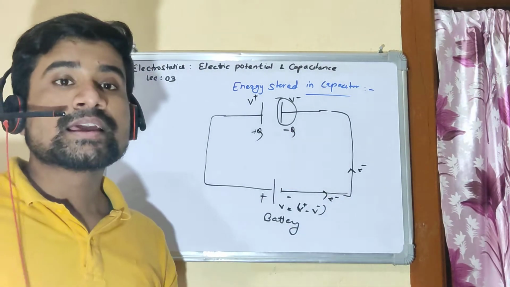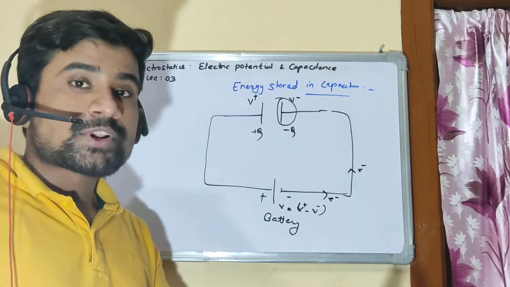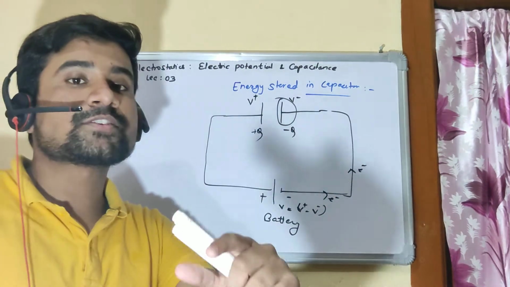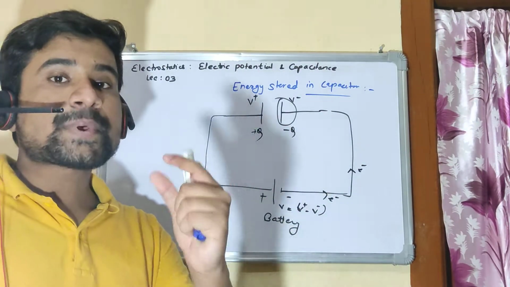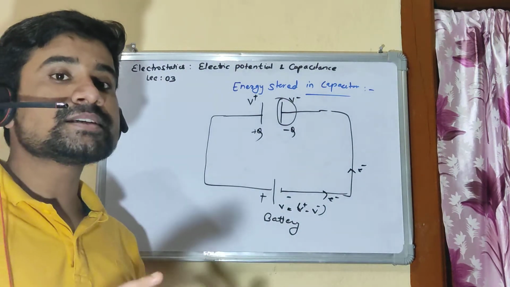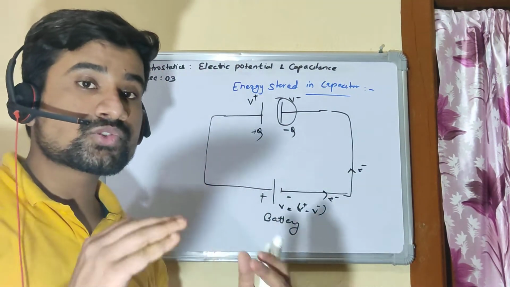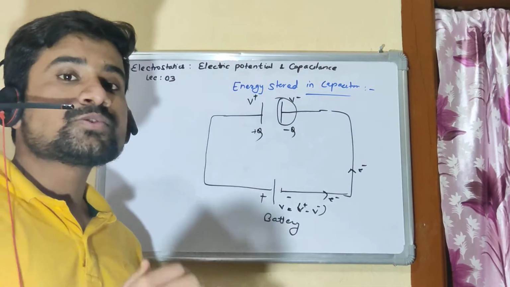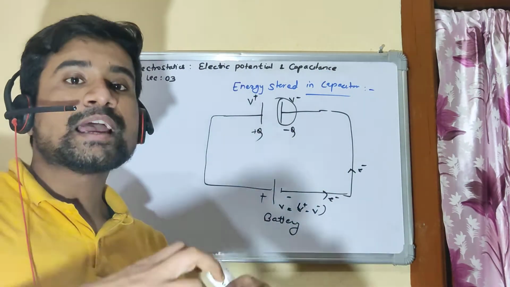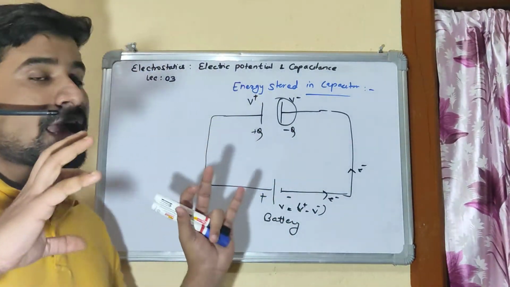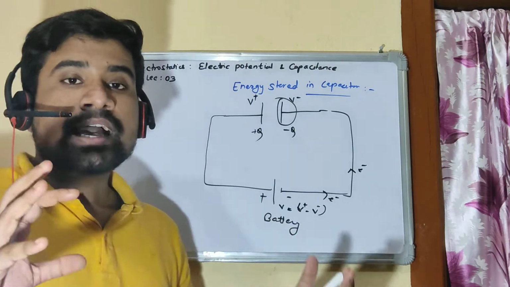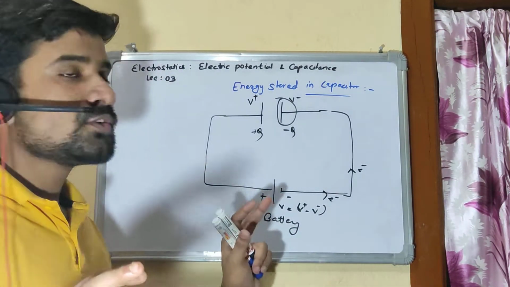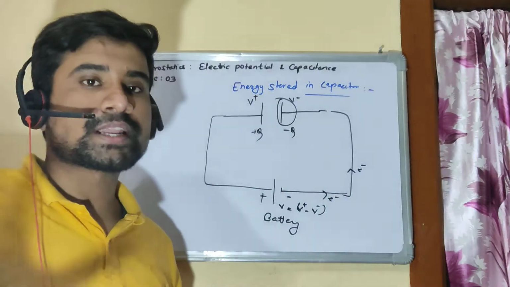That work will get stored as potential energy, but we will call this electrostatic energy in the case of a capacitor. So now the capacitor definition will change: a capacitor is a system which is capable of storing charges, which is capable of storing a bounded electric field, and which is capable of holding electrostatic energy embedded in it. And since we know that electrostatic forces are conservative forces, the work done will get stored as some kind of energy.